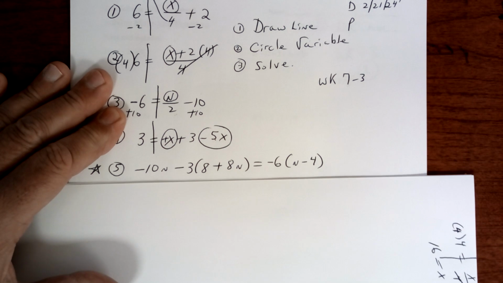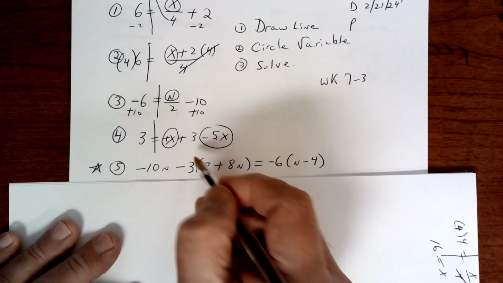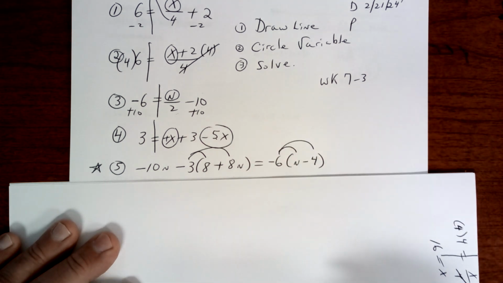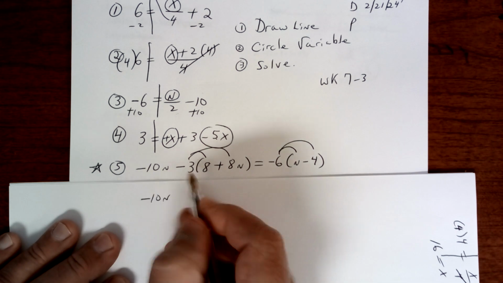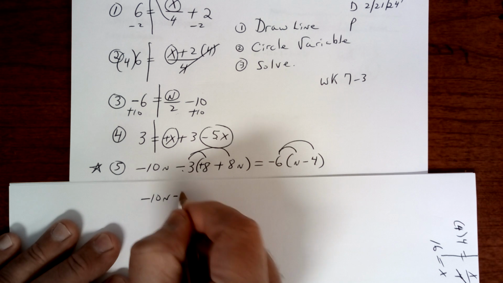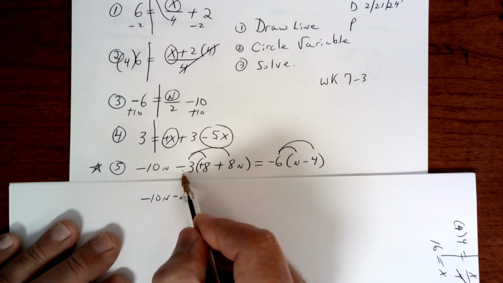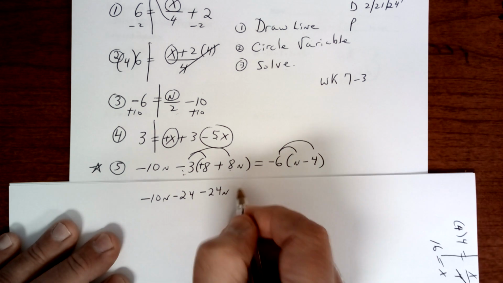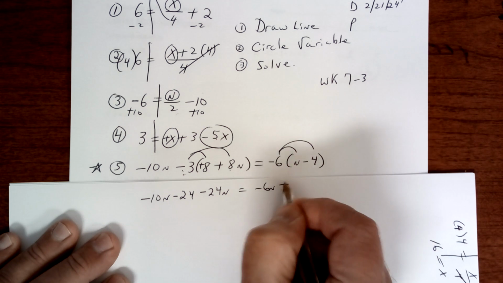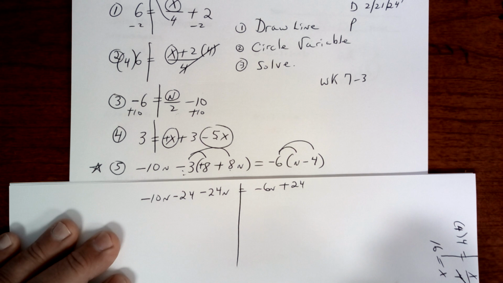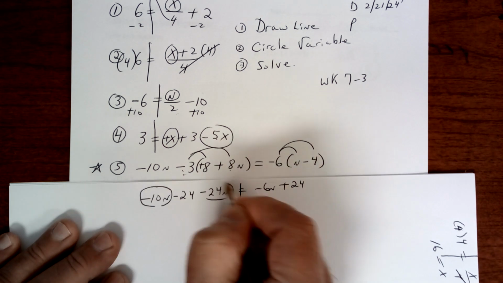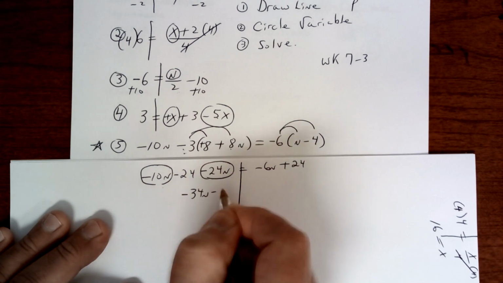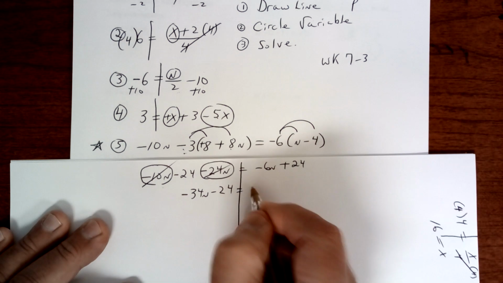Let's go to the harder one here. I'll put a star by it. You're going to have to distribute that negative in 3. So let's work it. So negative 10n. Negative times a positive, that's one negative, so it's going to be a negative 24. A negative times a positive is going to be a negative 24n. And then this one is going to be a negative 6n plus 24. Draw a line. Here you have some n's on the same side, so you got to add those up. That's going to give you a negative 34n minus 24 equals negative 6n plus 24.